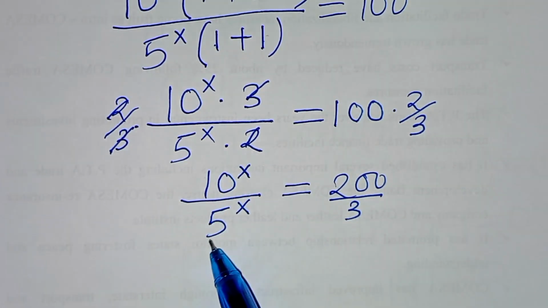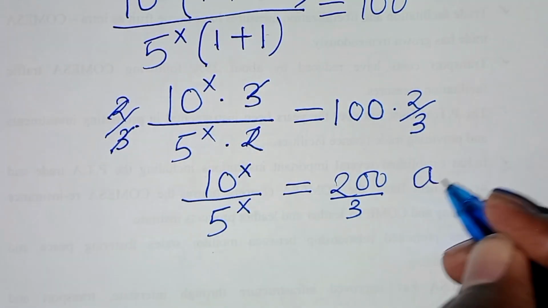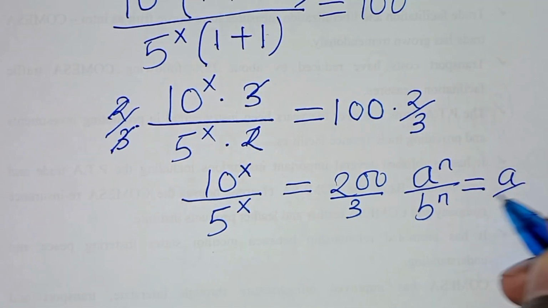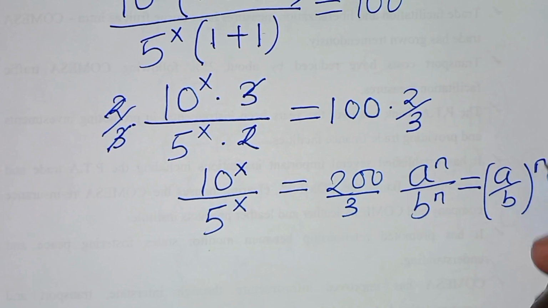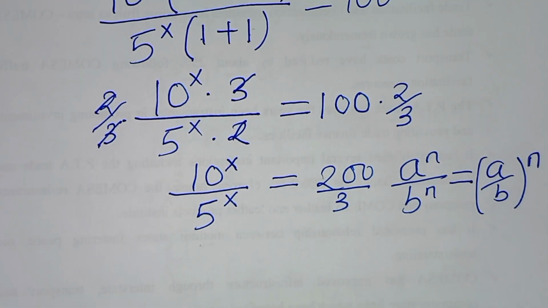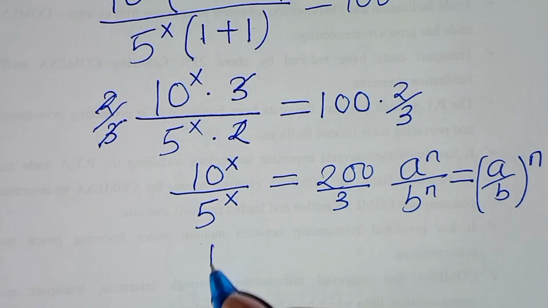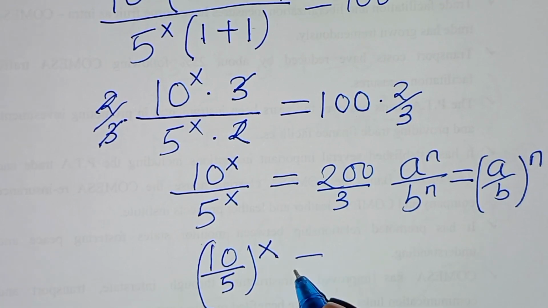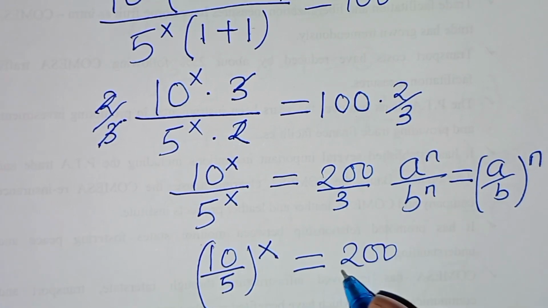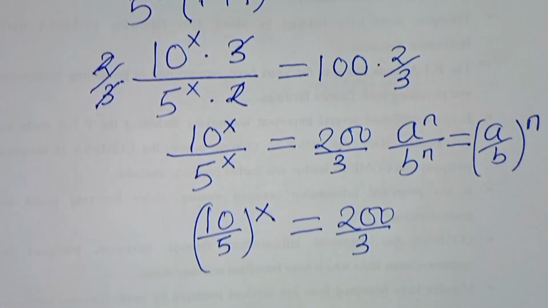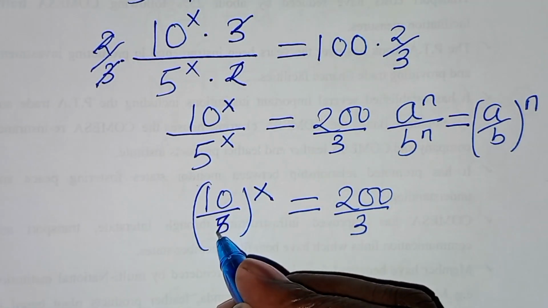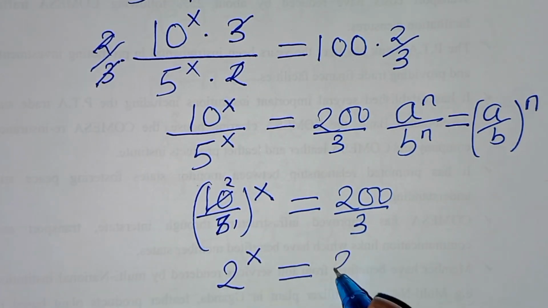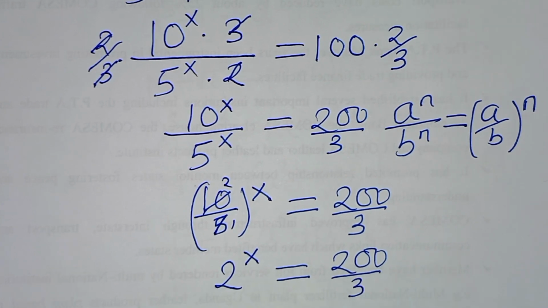So now 10 to the power x divided by 5 to the power x, this is in the form of a to the power n divided by b to the power n, which we can express as a over b raised to the power n. So applying this exponent property, here we'll have 10 over 5 raised to the power x. This is equal to 200 over 3. So here we can simplify here by 5, 1 by 5, 2. So we have 2 to the power x. This is equal to 200 over 3.